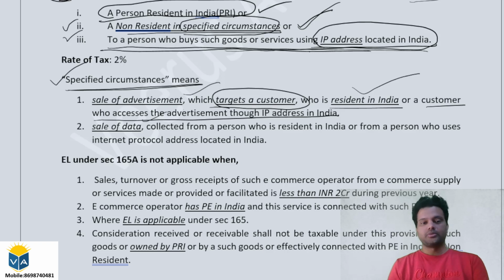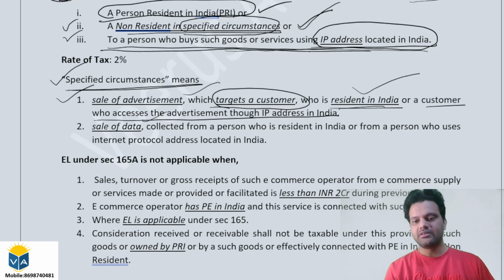Now we will see the point number one. I have just given an example. Specified circumstances means sale of advertisement which targets a customer who is resident in India. Okay, so sale of advertisement which targets a resident in India. What does it mean? The hotel example. The hotel is publicizing their property through Facebook, right? Targeting the Indian customers who are resident in India and watching their particular advertisement.